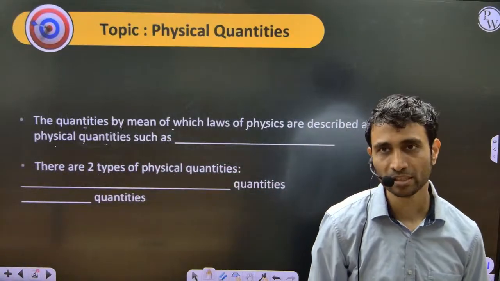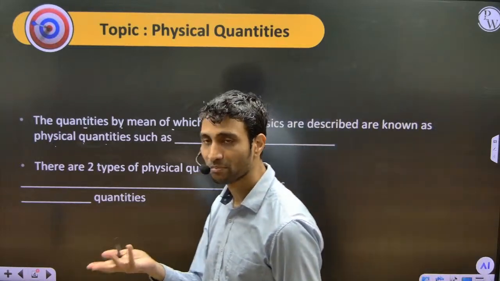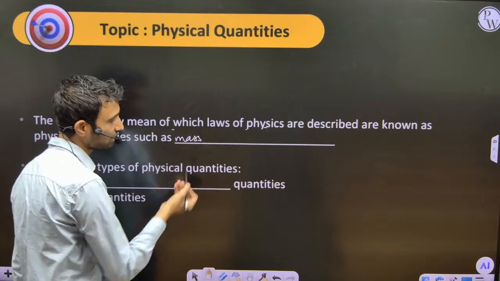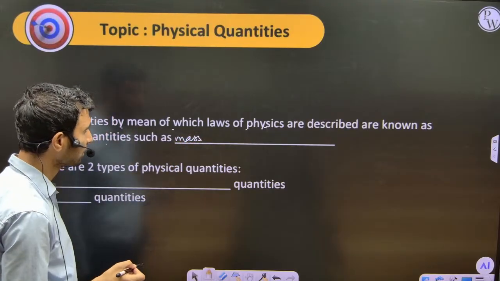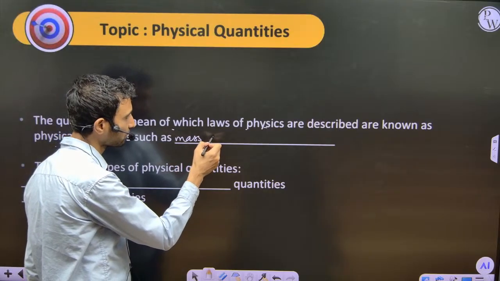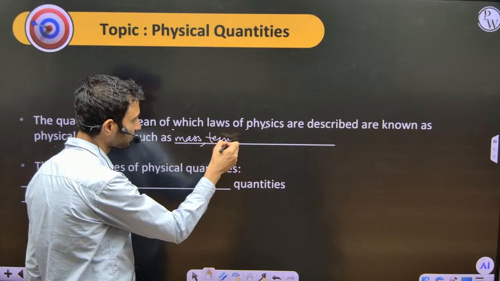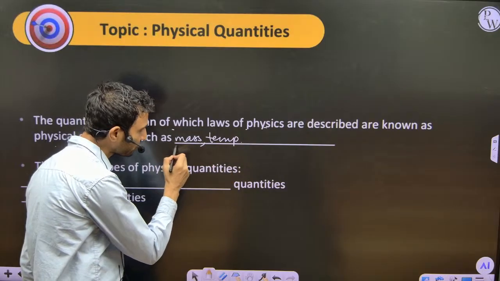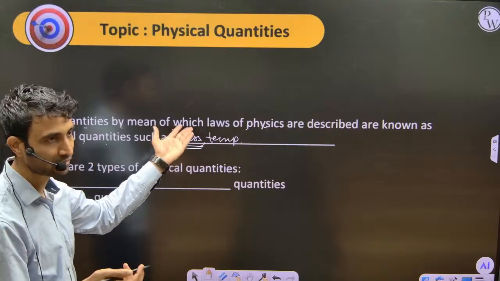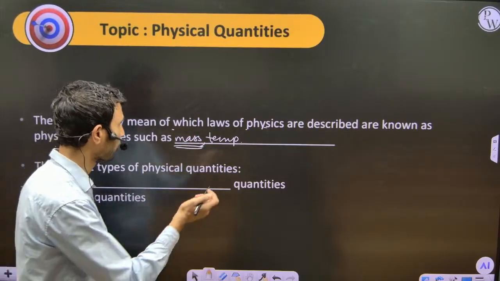And the example would be like mass, right? The most basic quantity, mass. That's a physical quantity. What else do we know other than that? What about temperature? We have studied temperature also, right? So temperature is also a physical quantity because you use mass to calculate or to find some values. You use temperature to find the temperature of some point.